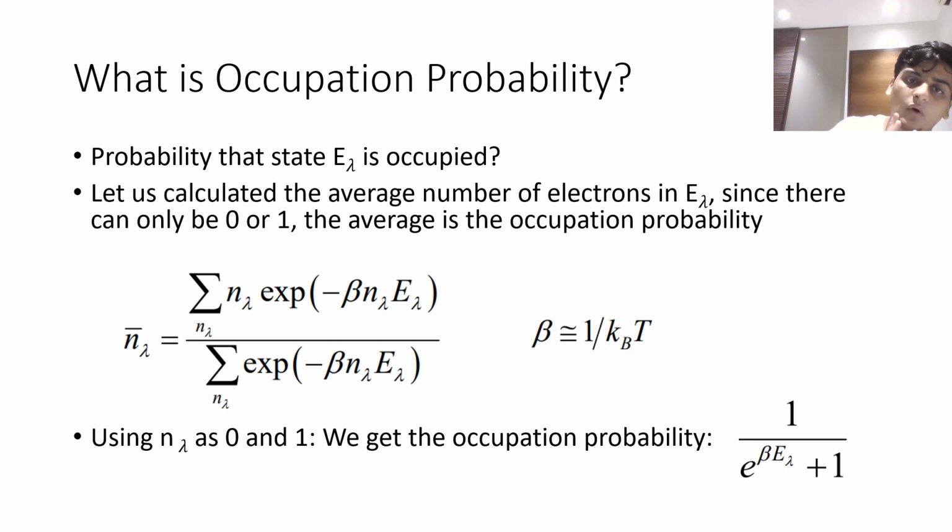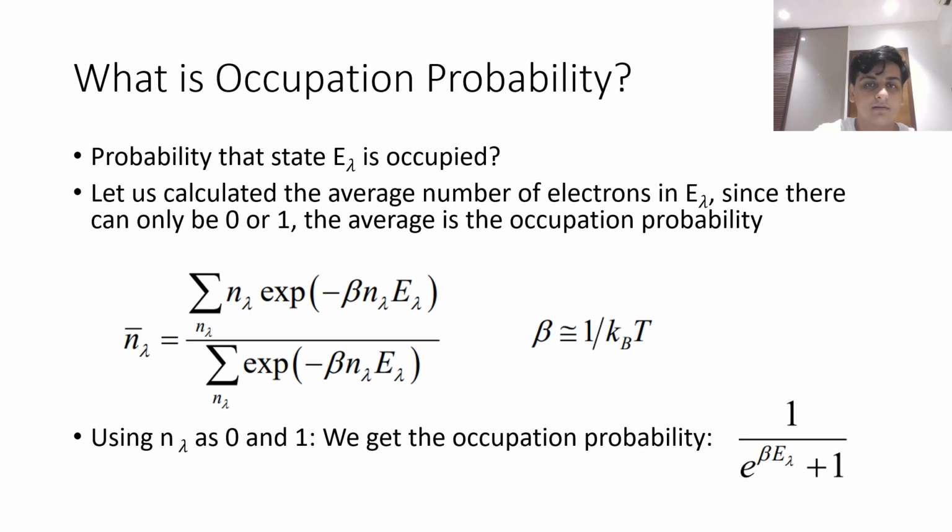Cool. So now we want to eventually move on from the probability that a given electron occupies some energy level to the probability that that state is actually occupied.